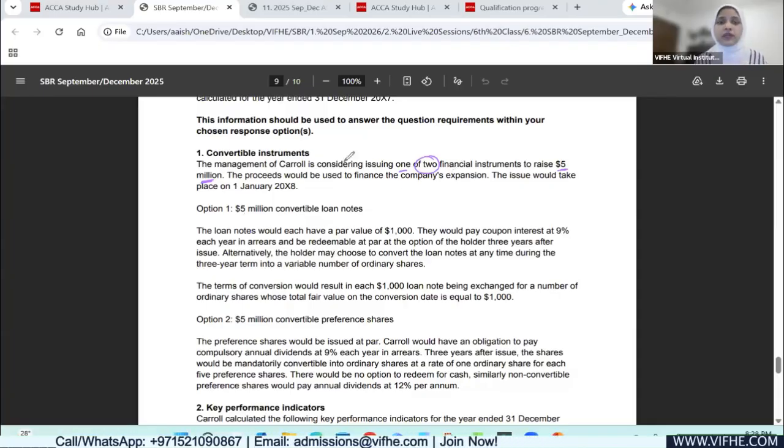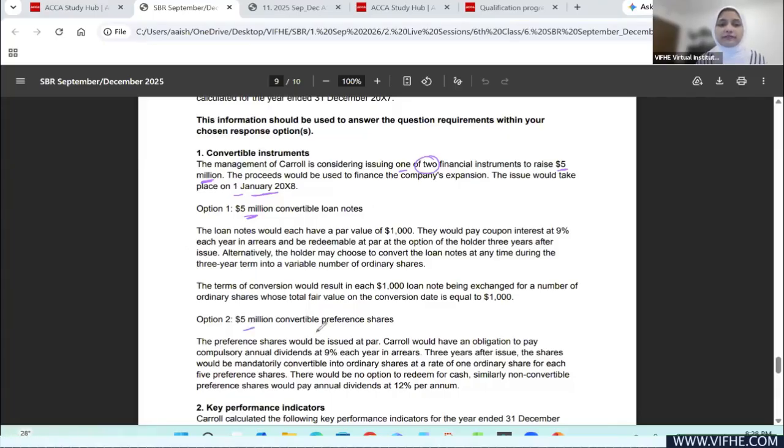Okay. So anyway, the issue would take place on 1st January 20x8. Option one. What option does he have? $5 million convertible loan notes. The other is $5 million convertible preference shares. Now, we just learned that just by the nomenclature or by the name, you cannot say this is equity, or this is liability, or this is a compound instrument, or that it carries the word compound instrument but is actually a liability. You can't say that, right? You have to read the terms of it. So we'll start reading the terms of it now.